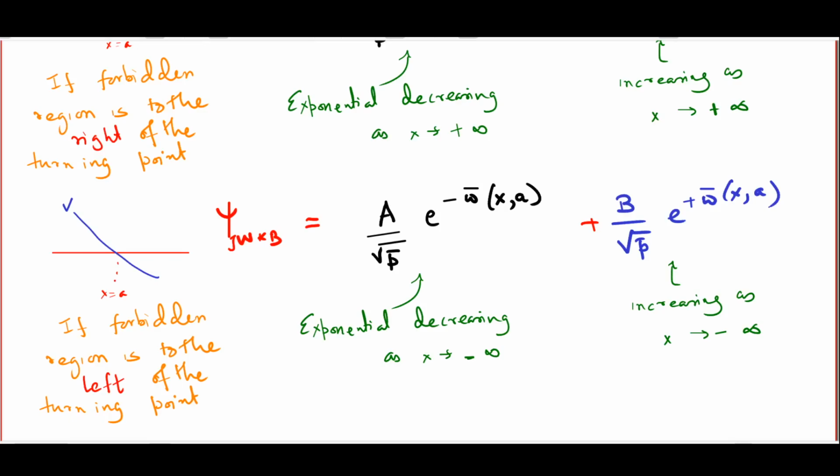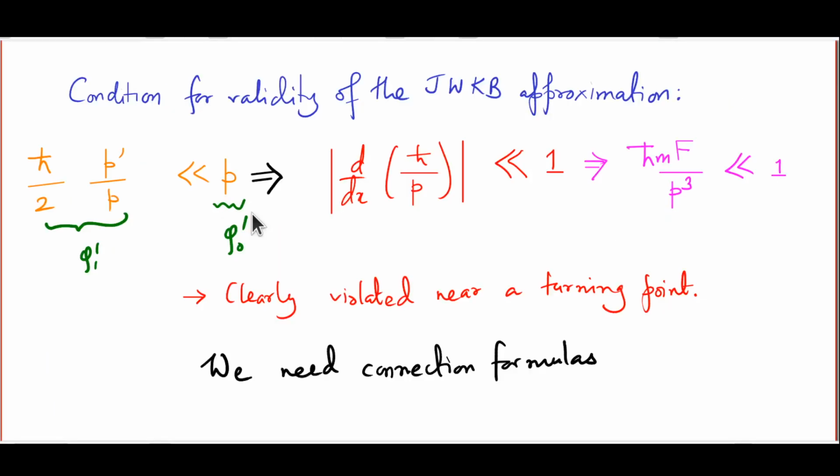More importantly, as x goes deeper and deeper into the forbidden region, that is further and further away from a, so x goes to smaller and smaller values, w bar x comma a increases in magnitude and e to the minus w bar x comma a becomes a decreasing function, decreasing as you move away from the turning point. Now this is going to be very important in our discussion about the connection formula, which is going to come next. Before we go on to discuss the connection formulas, let me remind you about why we need them in the first place.